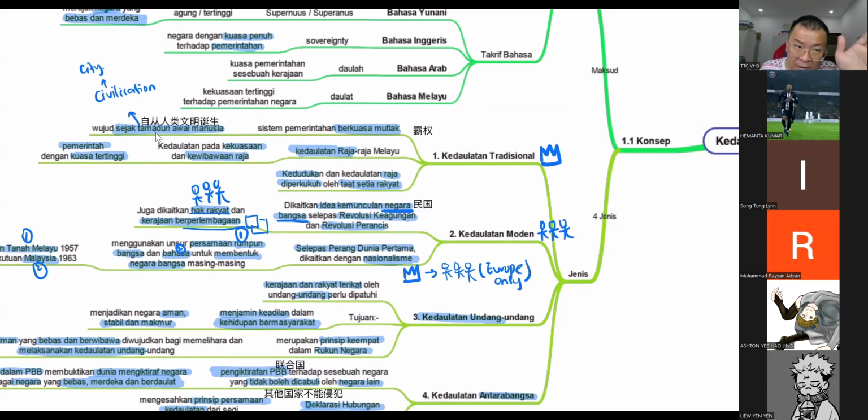Berkuasa mutlak sejak tamadun awal manusia. So, kedaulatan traditional is with the king, kedaulatan raja. So the king has kuasa dan kewibawaan raja. They are the pemerintah, kuasa tertinggi. So kedudukan raja diperkukuh taat setia rakyat. So if you're a rakyat, you have to obey whatever the king says. That is called taat setia. Taat setia means no matter what the king does, you will always stay loyal to the king. That is traditional. Opposite of traditional, it's modern.